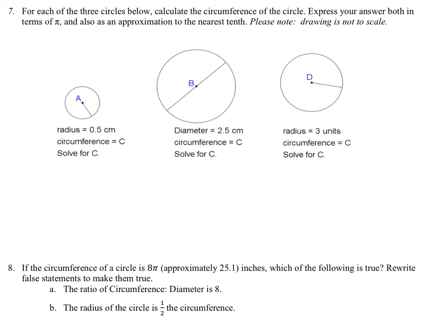For each of the circles below, calculate the circumference of the circle. But we need the answer in 2 ways. One is the exact value, which means that it will include the pi in the answer. The estimation or approximation will be the decimal value to the nearest tenth. So we'll show how this will look on the first one right here. Of course, these are not drawn to scale, and we don't really care about that because all circles are scaled versions of each other.